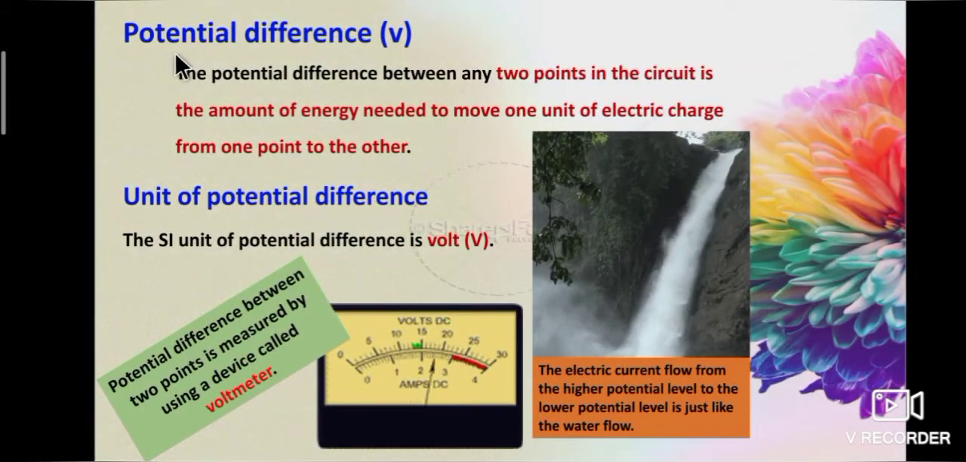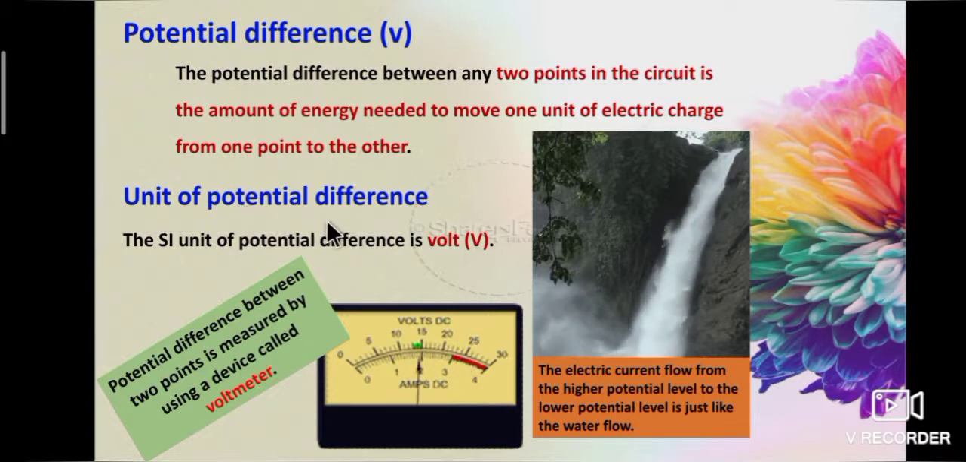In last class, we have seen potential difference. The potential difference between any two points in the circuit is the amount of energy needed to move one unit of electric charge from one point to the other. Example, waterfalls. In waterfalls, water always flows from higher to lower ground. Similarly, electric current flows from the higher potential level to the lower potential level, just like the water flow.